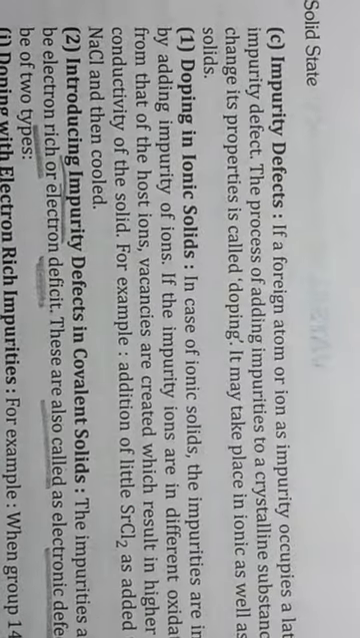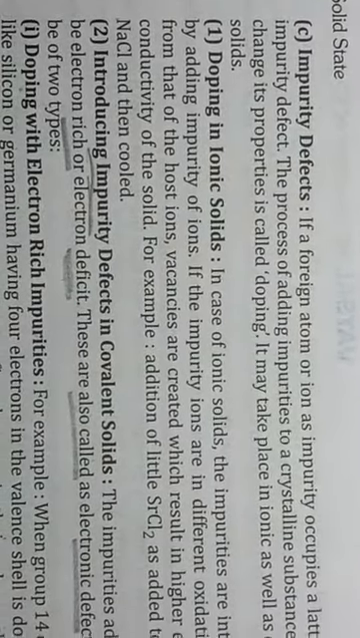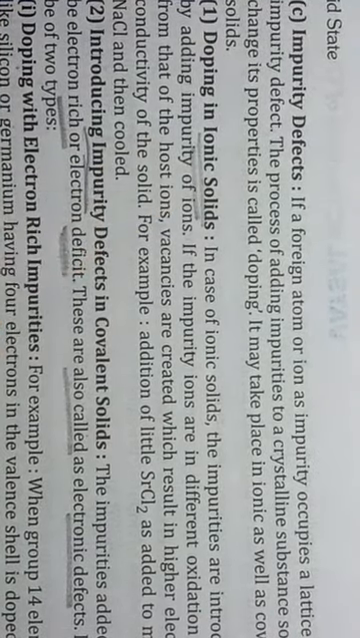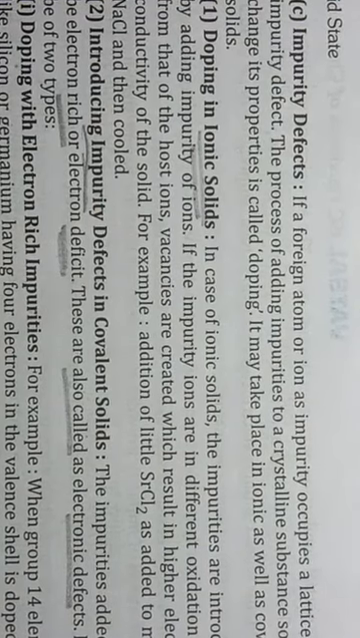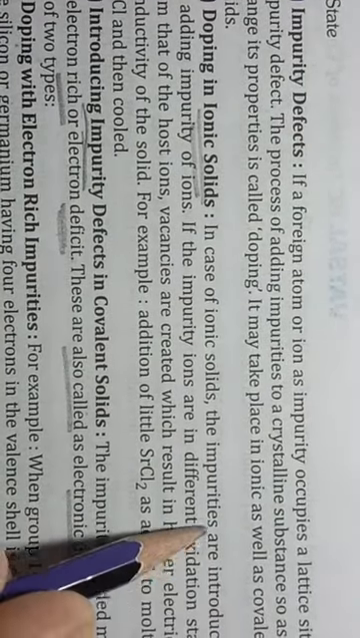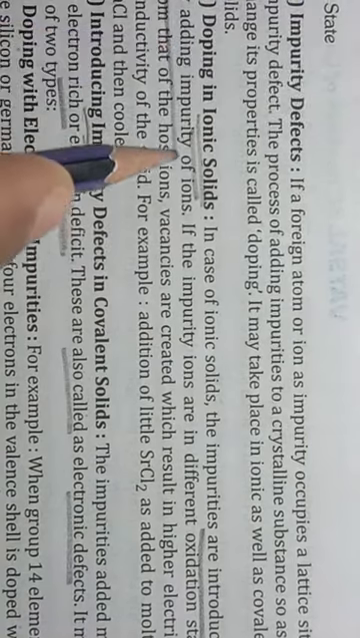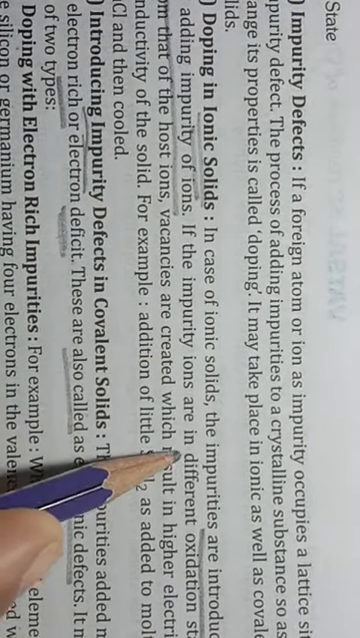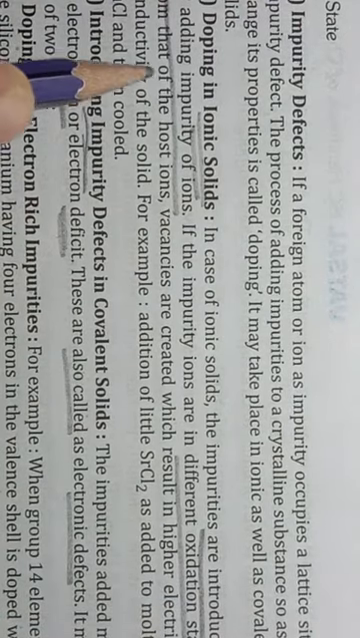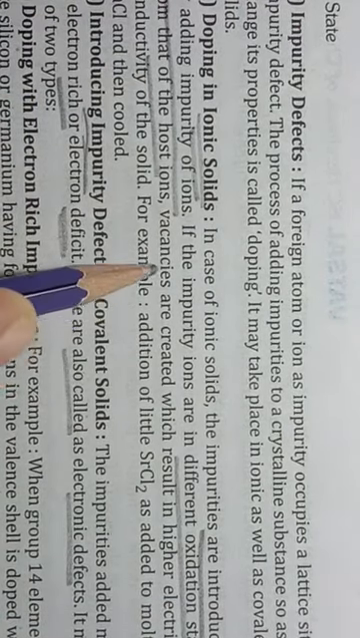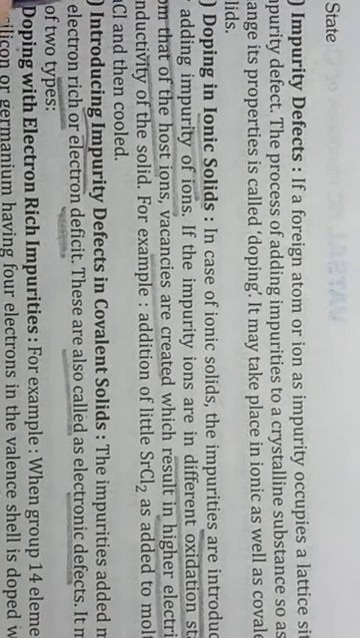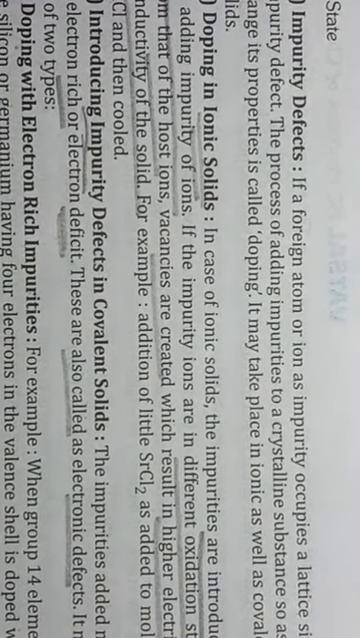Students, in the same way we can introduce impurities in ionic solids also. In case of ionic solids, the impurities are introduced by adding impurity ions. If the impurity ions are in a different oxidation state from that of the host ions, vacancies are created, which result in higher electrical conductivity of the solid.